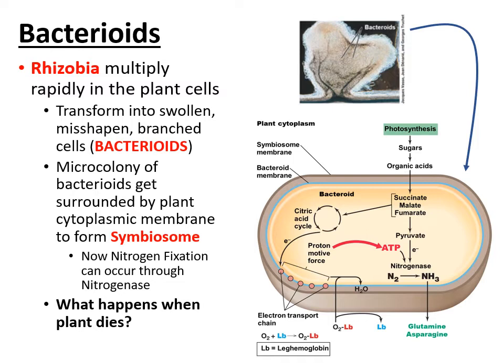And then they're able to initiate infection either in the next season, or they can just stay free living in the soil, and they'll have the decomposing matter around them to help feed off of and survive. Okay, so when you see bacterioids, make sure that you know that these are those swollen, misshapen, kind of weird looking cells of rhizobia, and that they then form the symbiosome structure. So a whole bunch of bacterioids covered in a plant cytoplasmic membrane. And then once the plant dies, ultimately the bacterioids can either initiate infection of another plant, or they can stay free living in the soil.